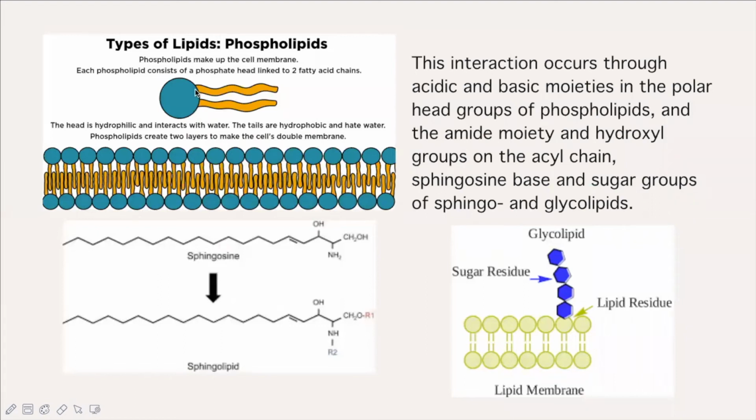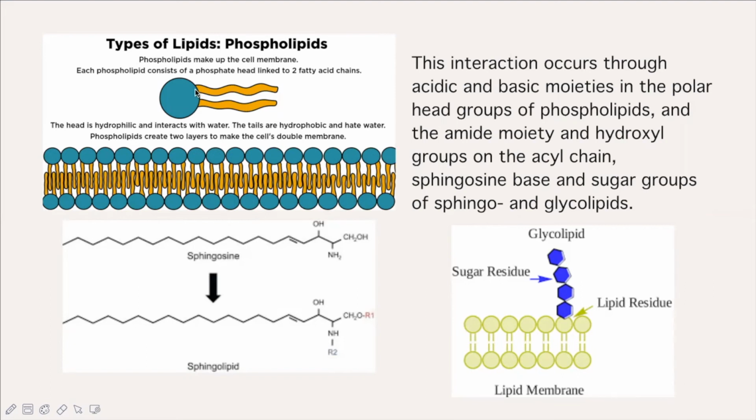This interaction occurs through acidic and basic moieties in the polar head groups of phospholipids and the amide moiety of hydroxyl groups on the acyl chain, sphingosine base and sugar groups of sphingolipids and glycolipids.